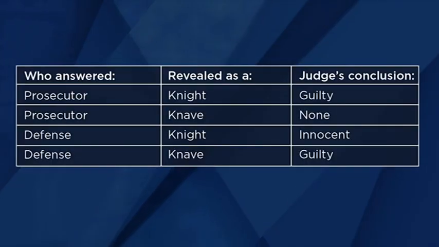Let's record these findings in a table. The key point is that if the defense attorney had answered, then the judge would know if the defendant were guilty or innocent, but if the prosecutor had answered, he might not have known. That's as far as we can go with the first part of the story. But now we consider the exchange between the reporter and the logician.